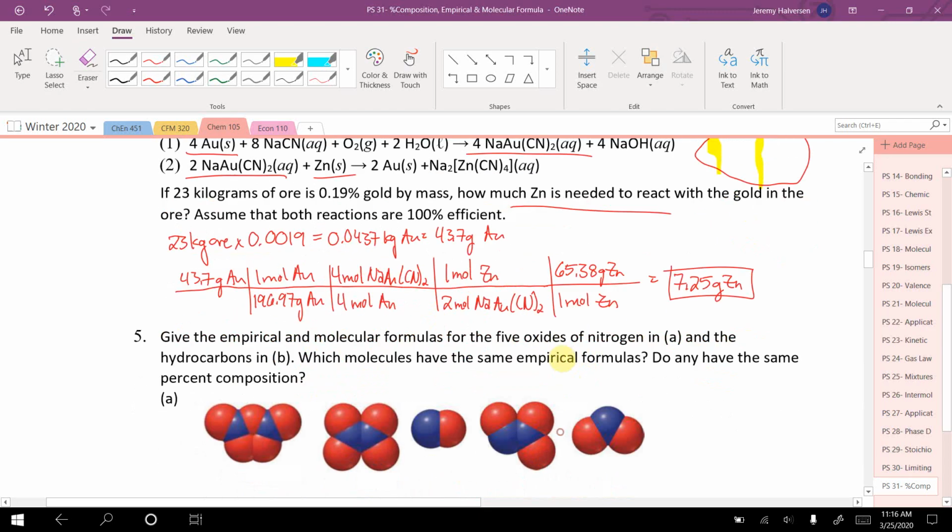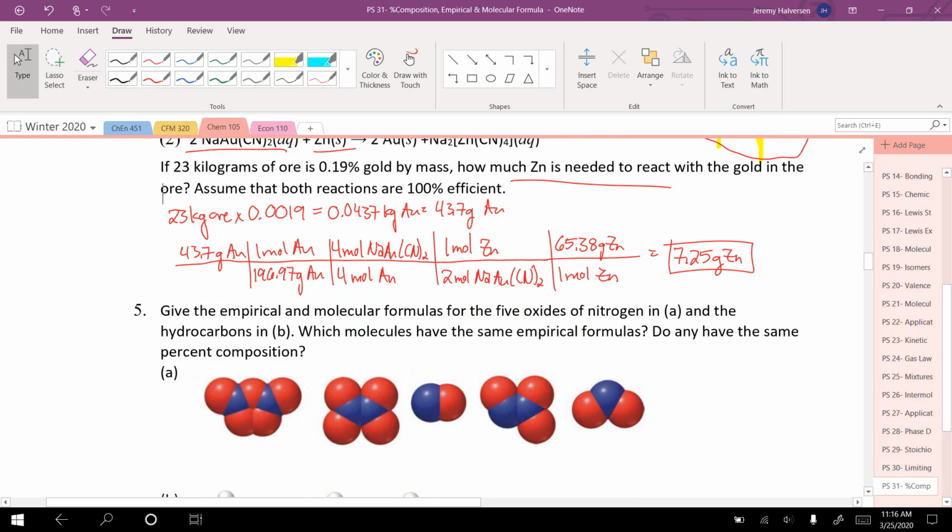All right. Give the empirical and molecular formulas for the 5 oxides of nitrogen in A and hydrocarbons in B. Which molecules have the same empirical formulas? Do any have the same percent composition? Okay, so looking at this, just so you know, blue is nitrogen, and so therefore red is oxygen.